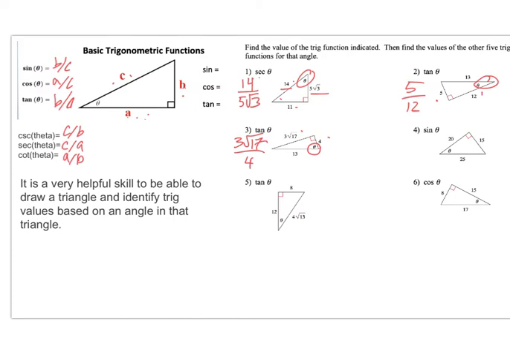Number 4 is sine. So here we're talking about opposite over hypotenuse, and when we do that, we get 15 over 25. For number 5, we've got tangent again. That's going to be opposite over adjacent, which would end up being 8 over 12. For number 6, we're talking about cosine. That would be adjacent over hypotenuse, so that'd be 15 over 17.